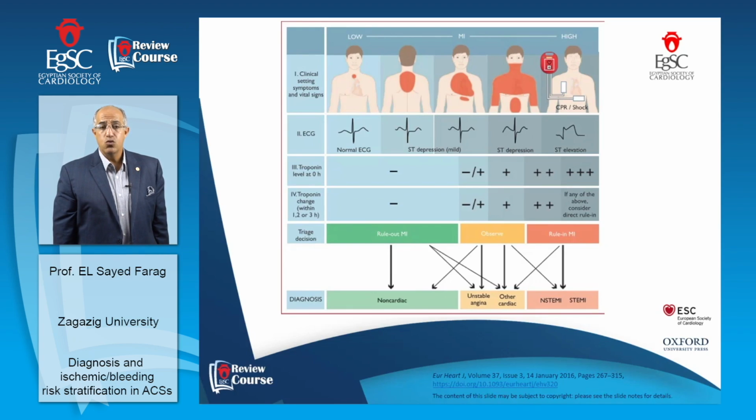And of course, by using those clinical criteria, we can rule out MI because it is non-cardiac. We can also observe them because they may prove to be unstable angina or another cardiac condition, and we can rule in myocardial infarction if we have a high likelihood by those clinical criteria of non-ST-segment elevation myocardial infarction or ST-segment elevation myocardial infarction.